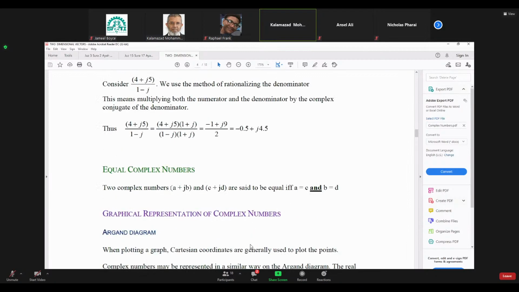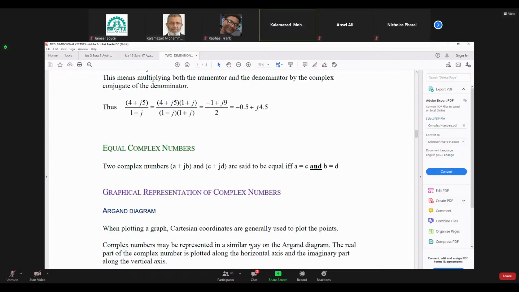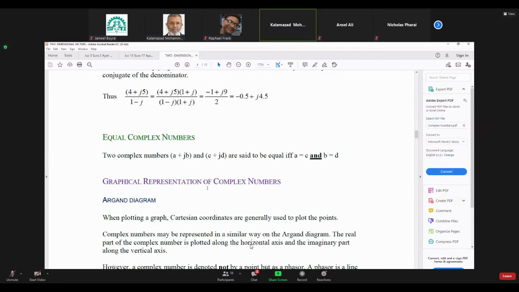All right, then we have equal complex numbers. Two complex numbers are equal if and only if, of course, a is equal to c and b is equal to d. All right, that's the only way they are going to be equal. All right, so let's keep going. We're going to run through all of this, then we're going to do a whole lot of examples so you'll understand it better.